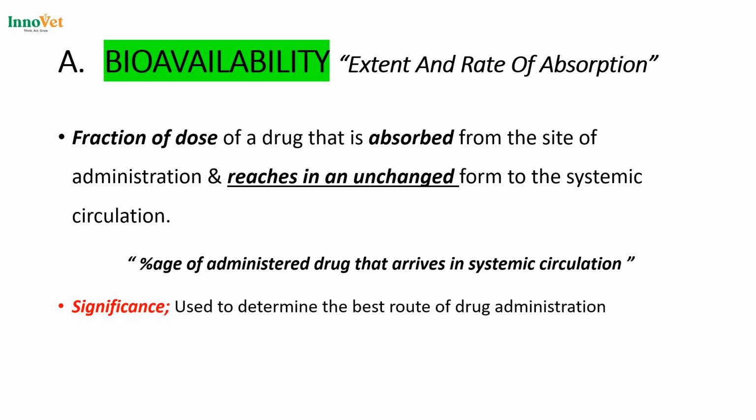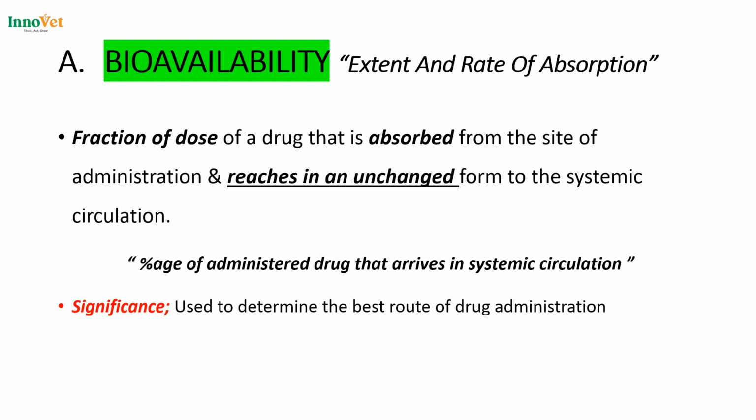Now we need to understand bioavailability. So bioavailability is simply a fraction of a dose of a drug that is absorbed from the site of administration and reaches in an unchanged form to the systemic circulation, and it is usually expressed as a percentage. Another simple definition can be a percentage of administered drug that arrives in systemic circulation. But we should keep it in mind that this drug is absorbed from the site where it is administered and reaches in an unchanged form.